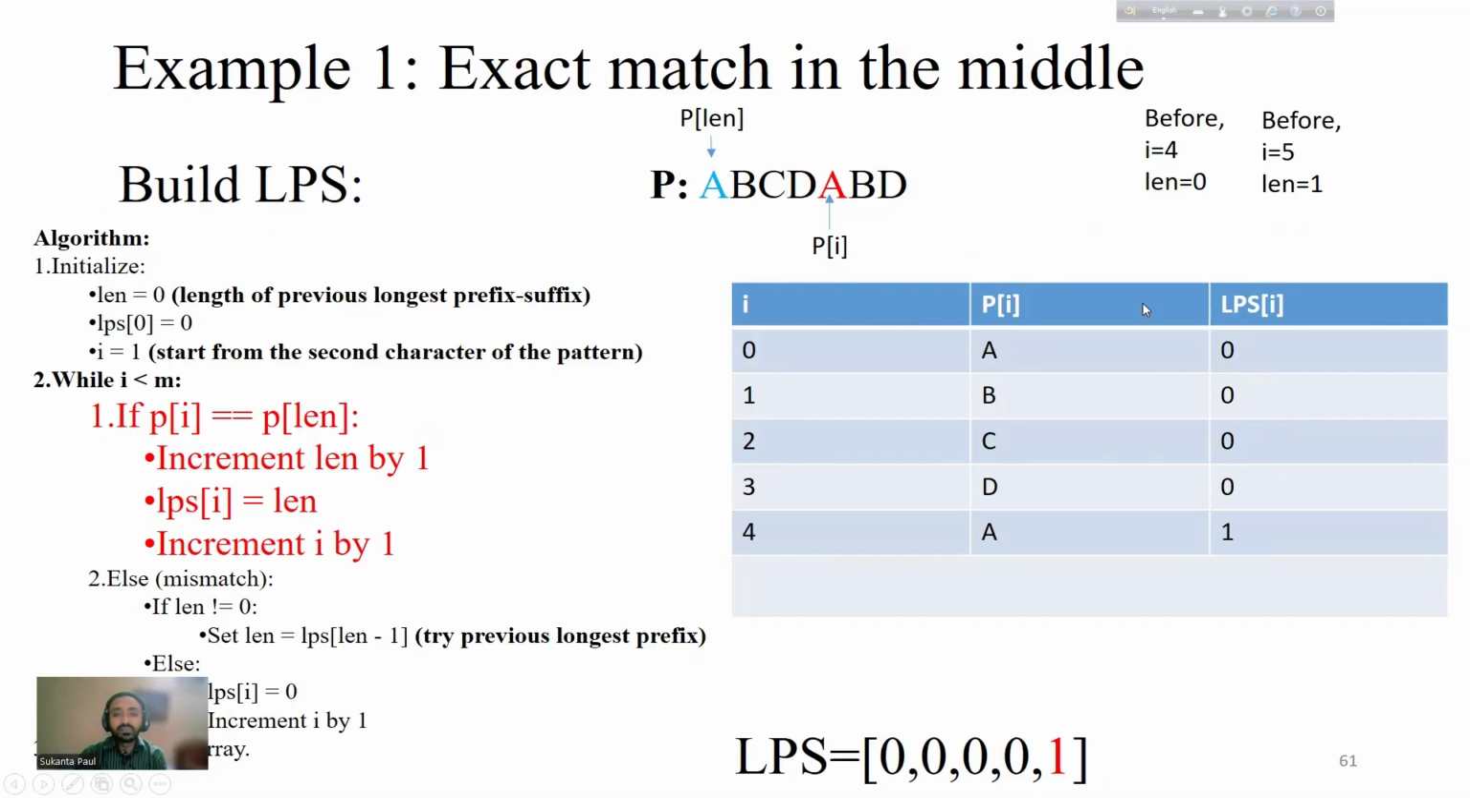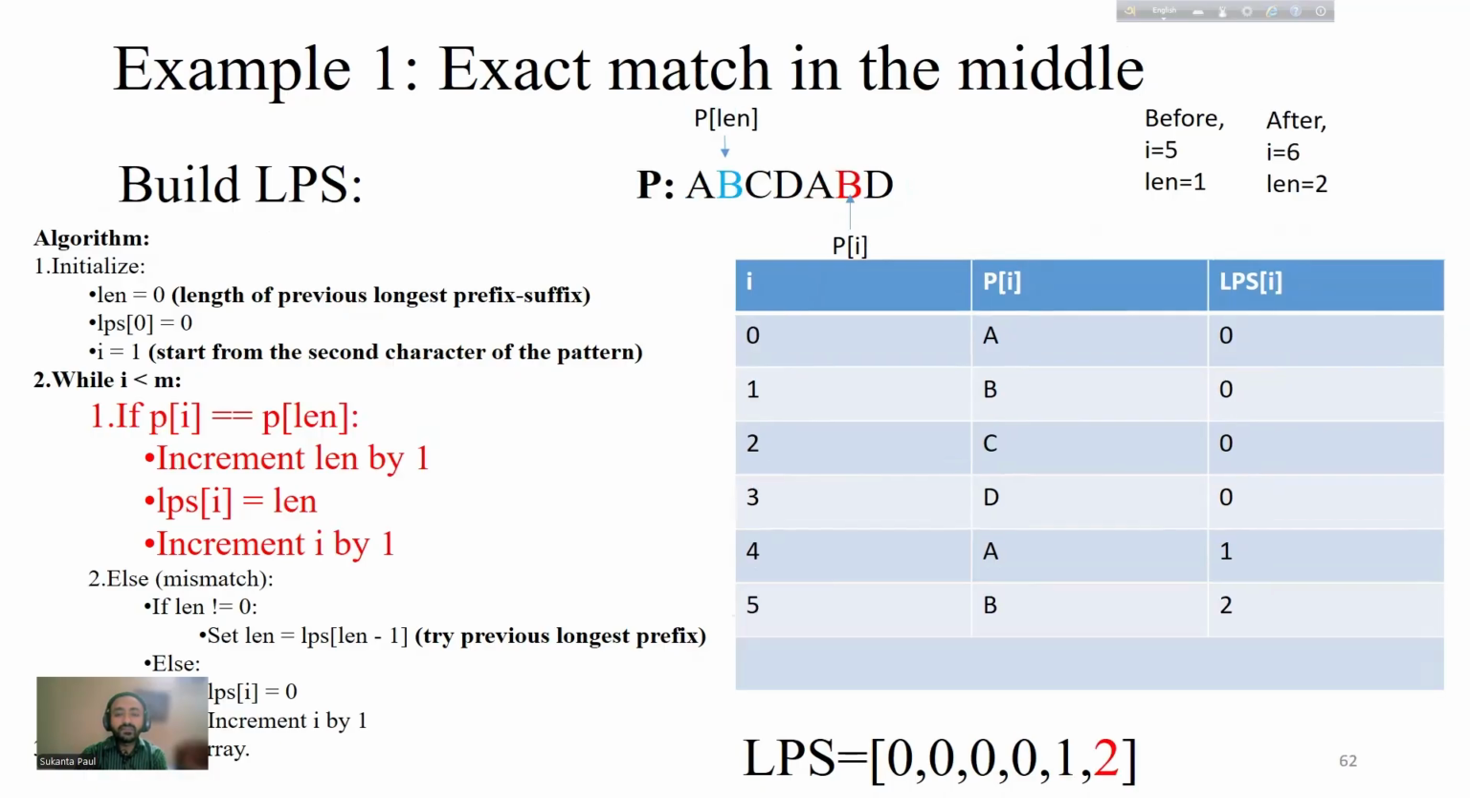That means len is equal to 1, and save it to the LPS array. Here, len is equal to 1, and save it to the LPS array. At position 4, it is 1 here. Okay. Then increment i by 1, that means i equals 5.